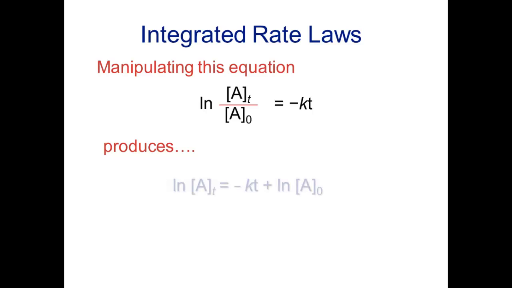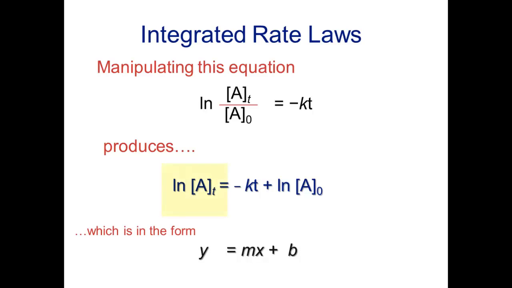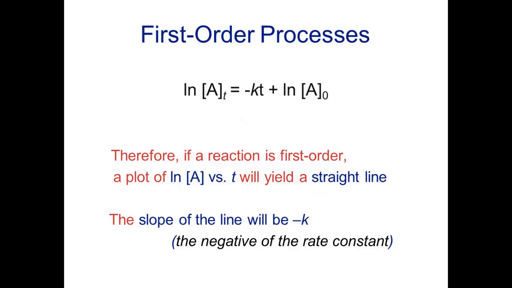When we manipulate this equation, it results in a formula that resembles y is equal to mx plus b, which is the formula of a straight line. Now notice again, natural log of the concentration of A at a particular time is equal to the negative rate constant times the time plus the natural log of the concentration of A initially. Henceforth, when we plot the natural log of A versus time, we should get a straight line with a slope of negative k. This negative k is the same k used in rate constant.